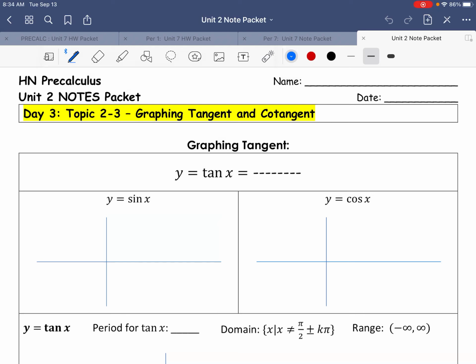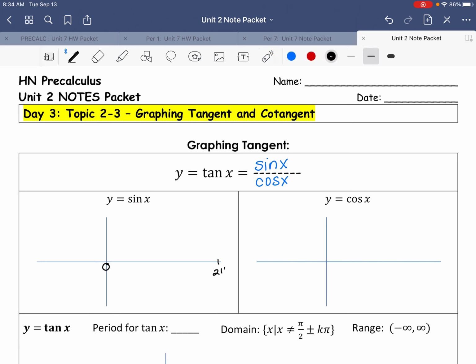Hi guys, please follow along in your day 3 note packet as we graph tangent and cotangent. So hopefully we remember that tangent of x is the same thing as the sine of x over the cosine of x.